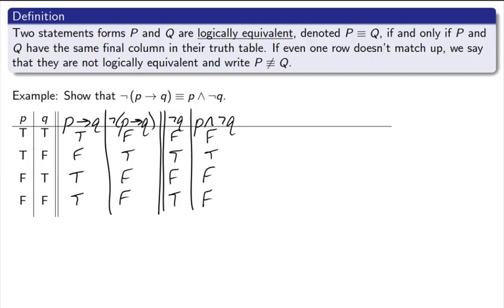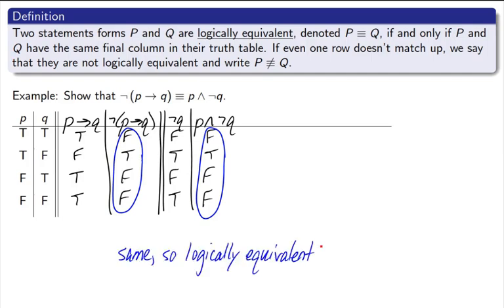What we do from here is we look at the last column of the truth tables. Notice that the last column of each part are exactly the same. That's all we'll say here. They're the same, so they're logically equivalent.